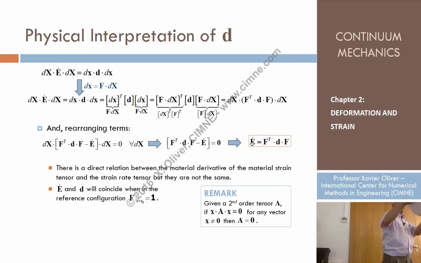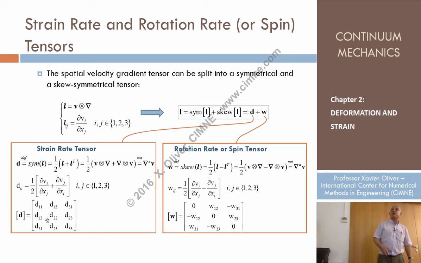One case is very slow. One case is very fast. So it's not the same. I'm just measuring the rate of change of the strains. That's my main concern. So the rate of change of the strains is contained in D. D, I recalled, what was D? The symmetric part of that tensor. That is why this tensor is called the strain rate tensor.